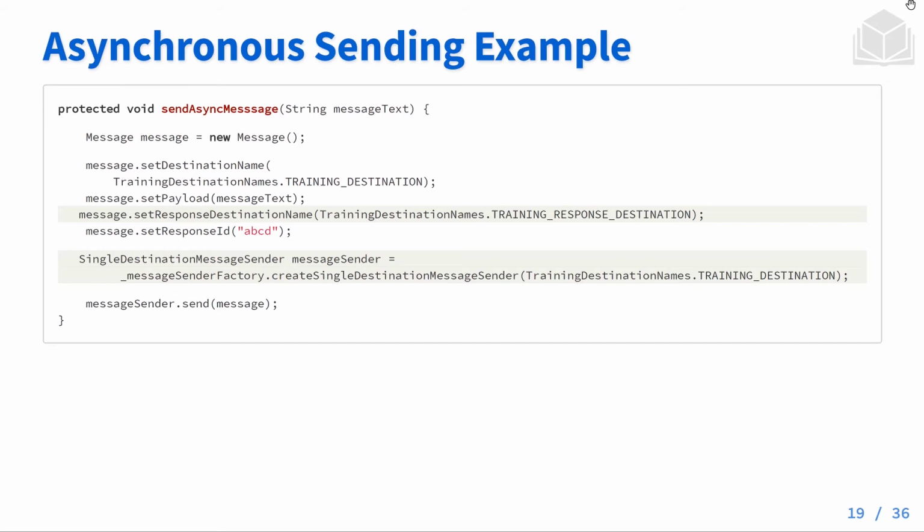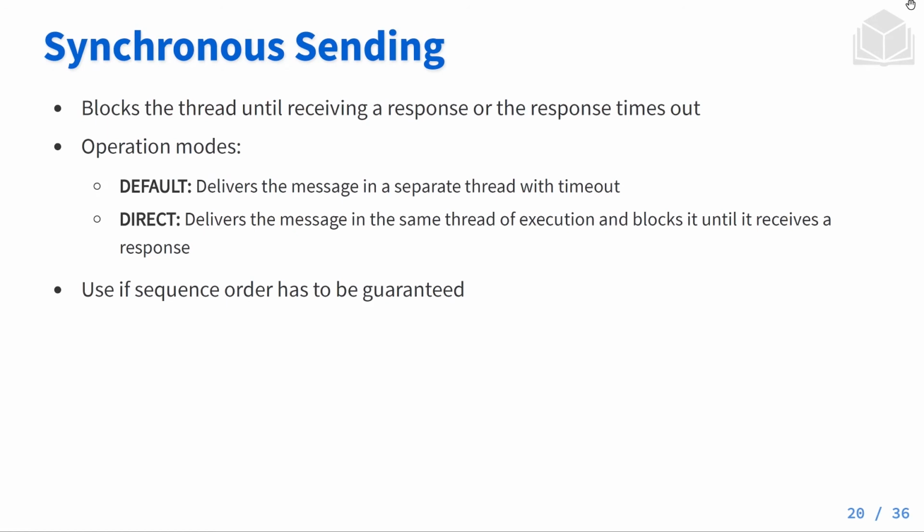Then we're going to do MessageSenderFactory.createSingleDestinationMessageSender, and we'll provide it that same training destination name. Thirdly, we have synchronous sending, which blocks the thread until receiving a response or the response times out. There are two different types of operation modes.